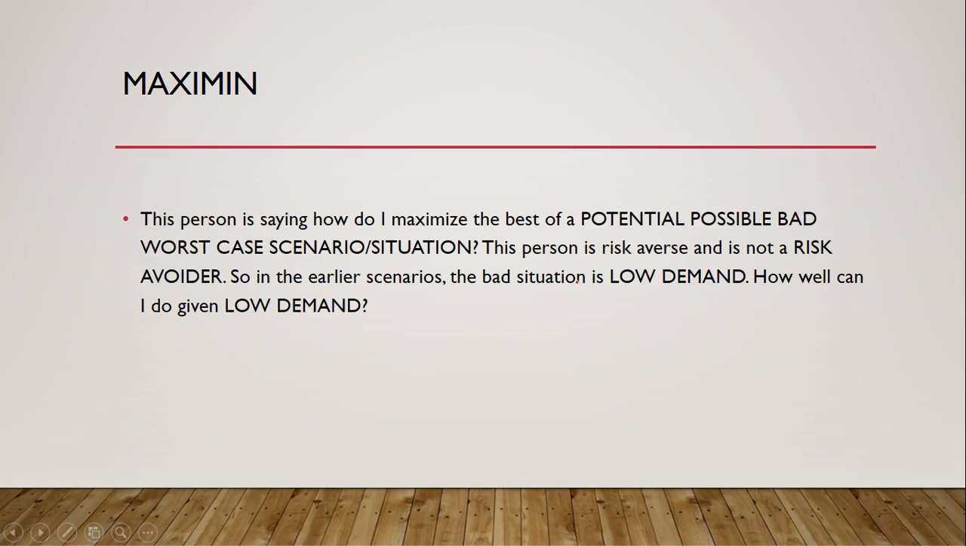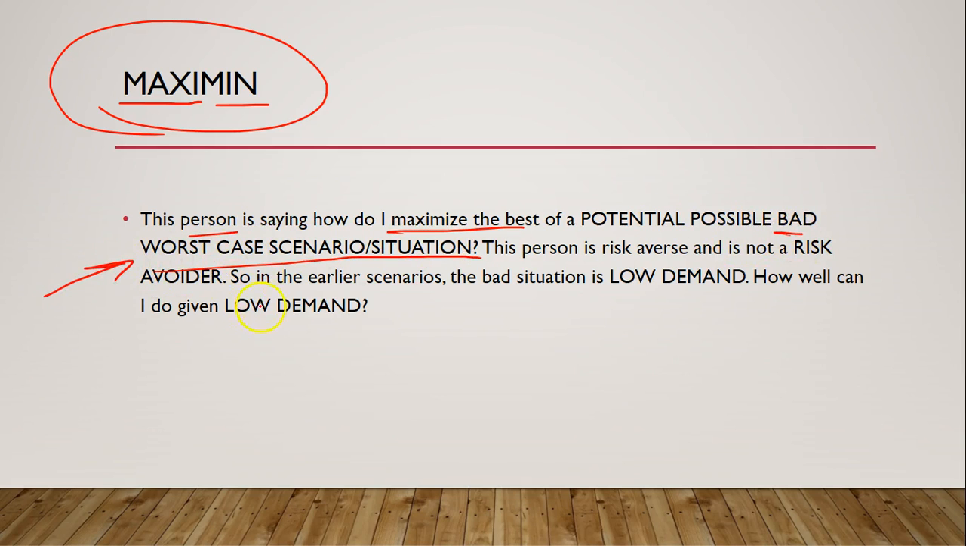Okay, great. So let's look at the definitions then. This is the first definition I want to look at, and it's referred to as the maximin. The maximin refers to the person who is saying, how do I maximize the best of a potential bad worst case scenario? In the examples we've been talking about, we're talking about low demand. How well can I do given low demand? I've said before, this person is risk averse and is a risk avoider.